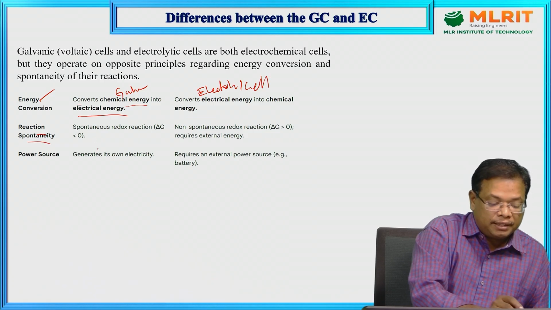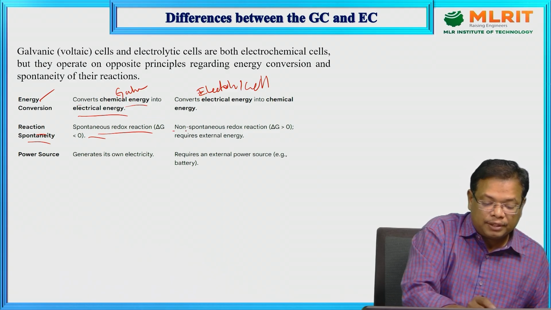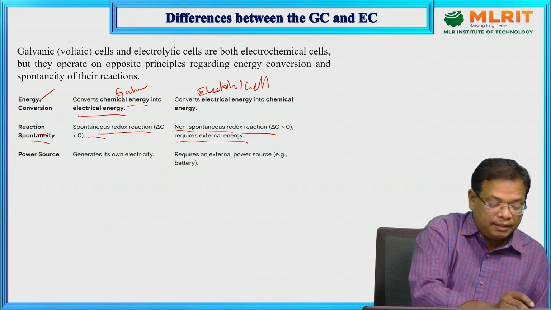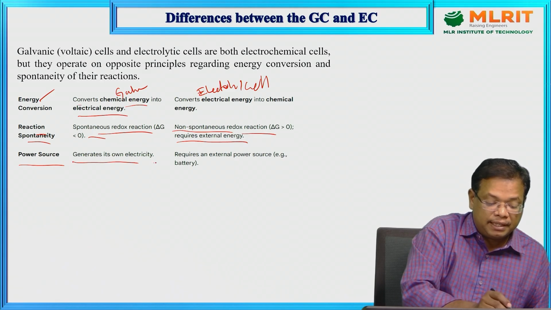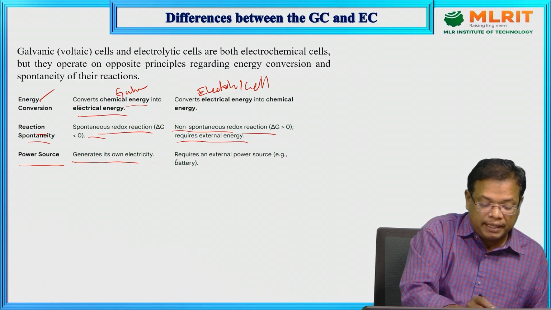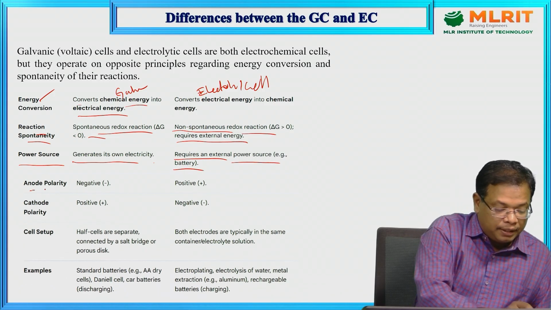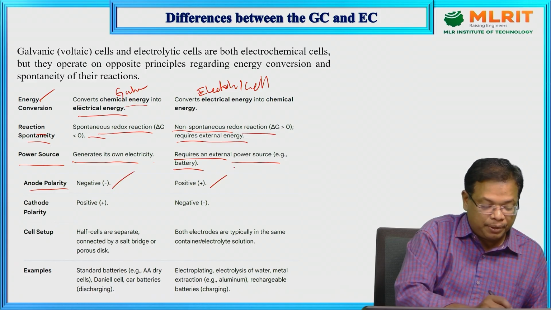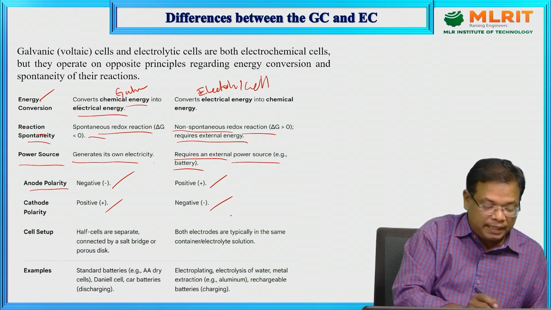Reaction spontaneity: spontaneous redox reactions, delta G negative. Non-spontaneous redox reactions, delta G greater than 0, require external energy. Power source: in galvanic cells, it generates its own electricity. In an electrolytic cell, it requires an external power source, e.g. a battery. Anode polarity: in galvanic cells it is negative, in electrolytic cells it is positive. Cathode polarity: it is positive in galvanic cells, negative in electrolytic cells.